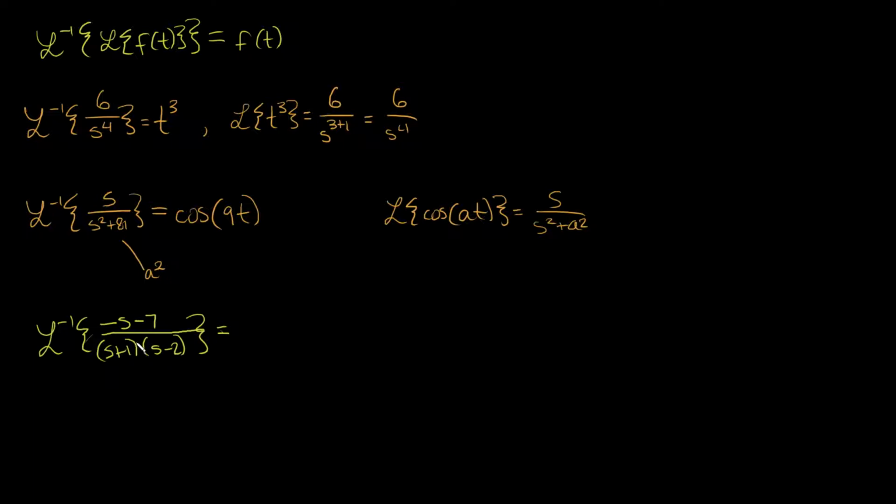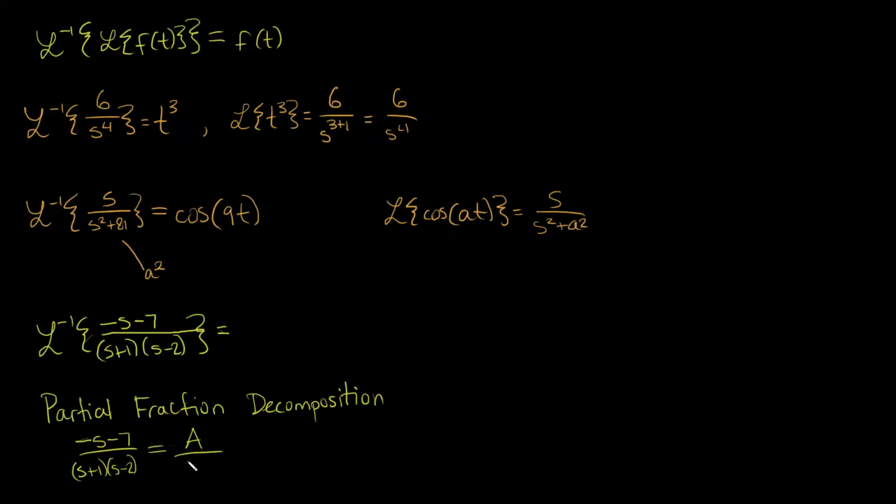So what we're going to have to use is a method that we learned in algebra. In algebra, we learned partial fraction decomposition. It's like compost. You're decomposing. Partial fraction decomposition tells us that if we have some rational function, for example negative s minus 7 over s plus 1 times s minus 2, we can turn this into something over just s plus 1 plus a different something over just s minus 2.